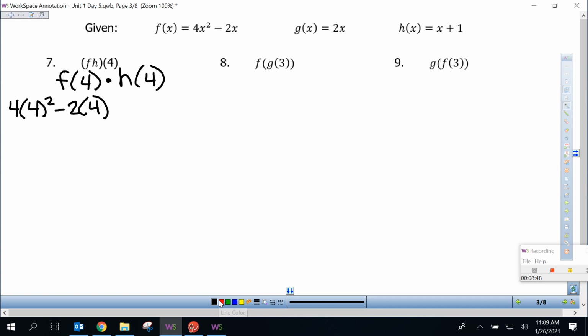And then this answer would need to be multiplied by h of 4, and for h of 4, yeah, this would be 4 plus 1. So inside another set of parentheses, I'm going to write 4 plus 1.